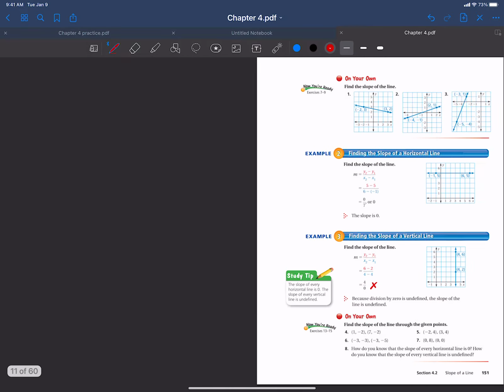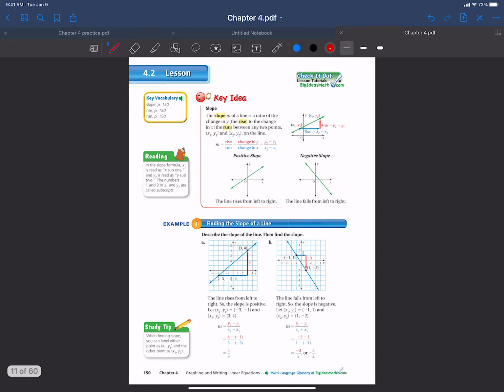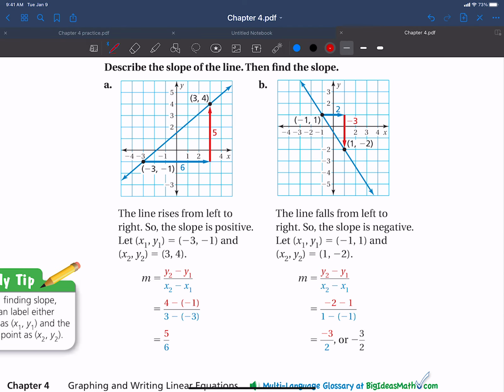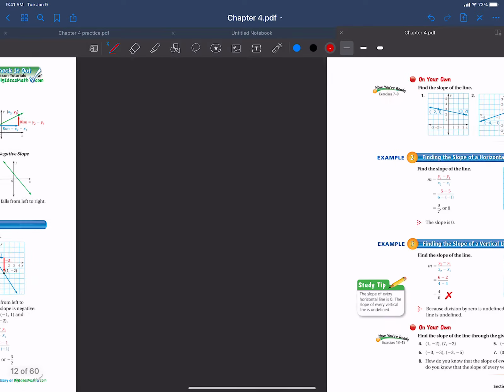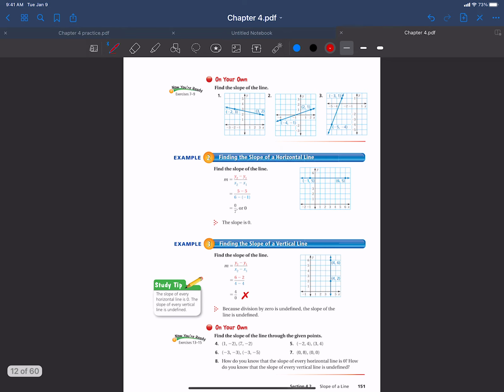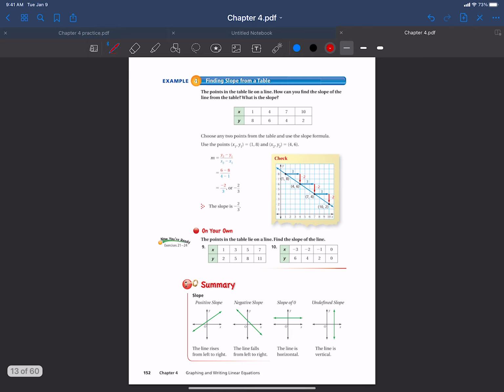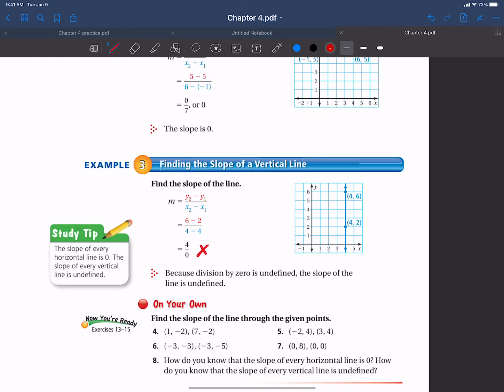Okay, so like I said, this lesson is jam-packed with a ton of information, but it's all that. Like, that's very easy information, right? You know how to do that. You know the difference between undefined and 0 for slope, okay? So I'm not going to spend too much time on that. Now, here is where that new thing comes from.